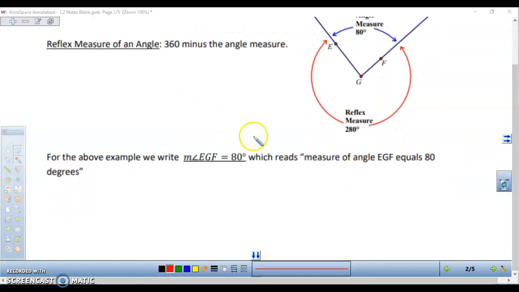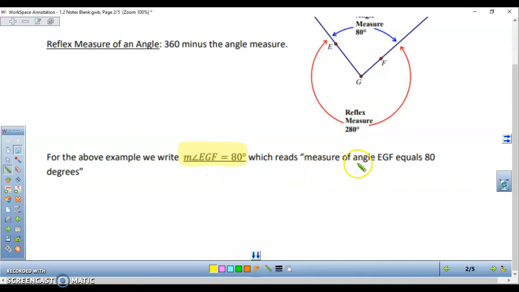And then the last thing is notation for how you talk about an angle measure. All right, this reads the measure of angle EGF is equal to 80 degrees. That's how you read that. If you're going to tell me what an angle's measure is, how many degrees it is, you must use the little m. The little m tells me you're talking about its measure.